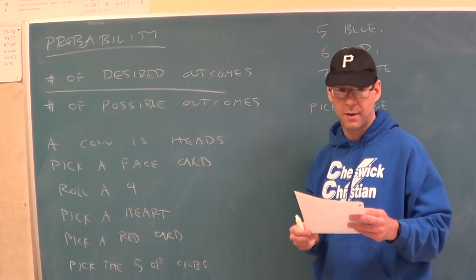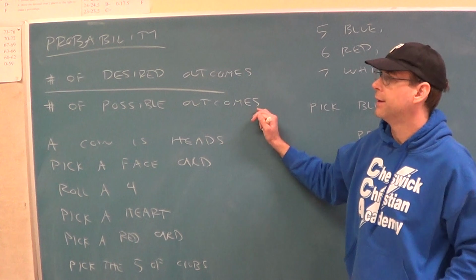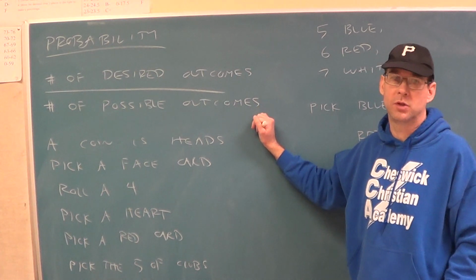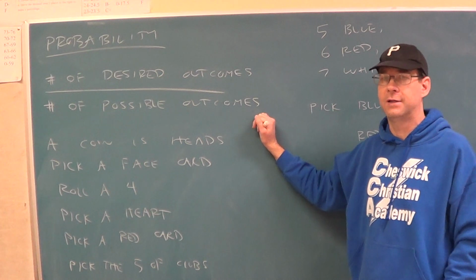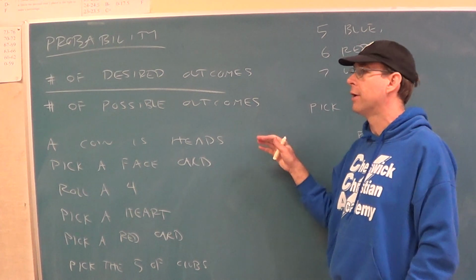Okay, so today, Math 7, we're talking about probability. Probability is just trying to describe the chance of something happening. Sometimes this is done with percentages, like the chance of rain today is 70%. You could do it with decimals.